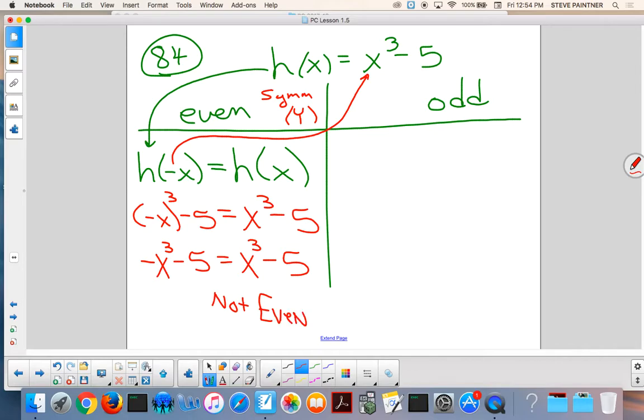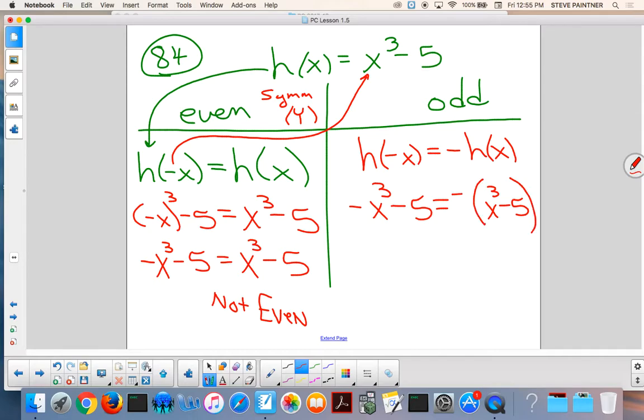All right. Is it odd? Well, you gotta check. Odd, you will do this. Switch the x, switch the y. To switch the y, it looks like this. Okay? So I've already done the left side. It's right here. So I know the answer is negative x cubed minus 5. The right side says take your function h of x, which is x cubed minus 5, and then take the whole function and stick what in front of it? A negative. So go like this, and stick a negative in front.